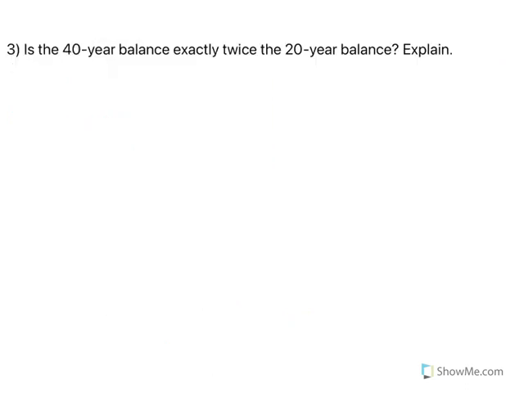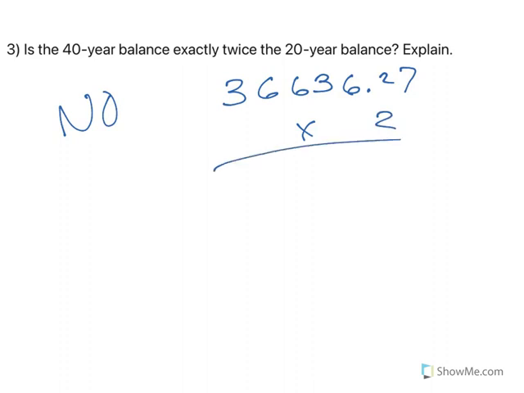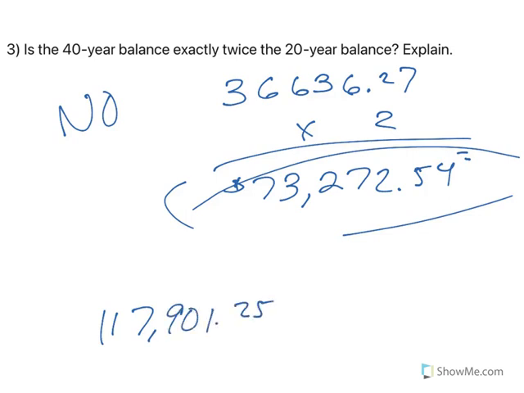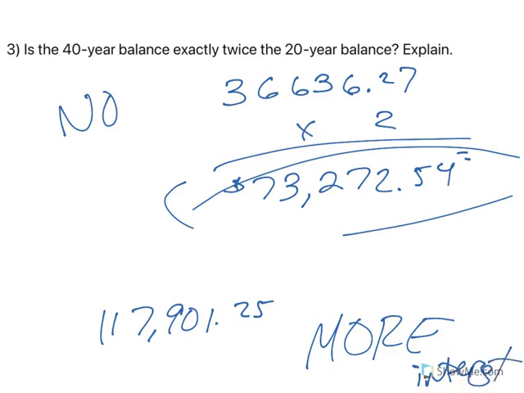Is the 40-year balance exactly twice? No. If we would say the 36,636.27, if we would double that, we would get 73,272.54. So this is what it would be if it was doubled, but it's actually 117,901.25 because you earn more interest. The longer it's in, the more interest you're going to earn because your balance continues to grow, so you earn more interest.